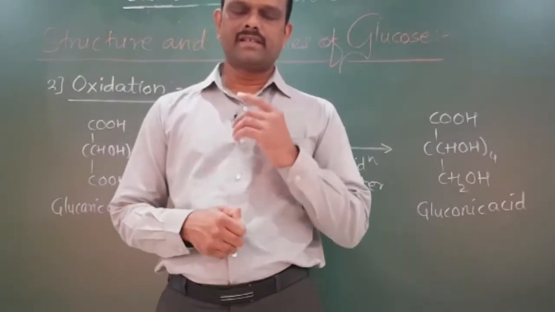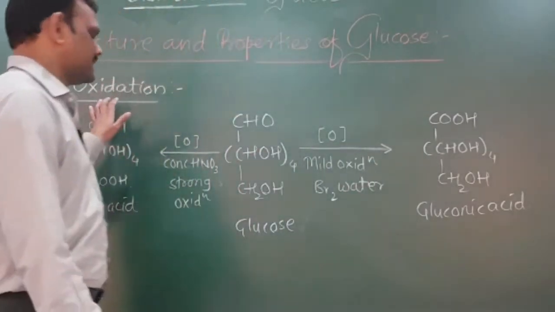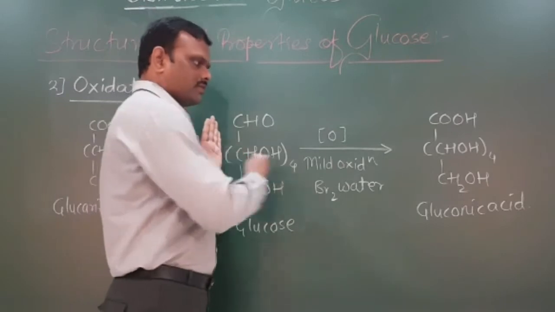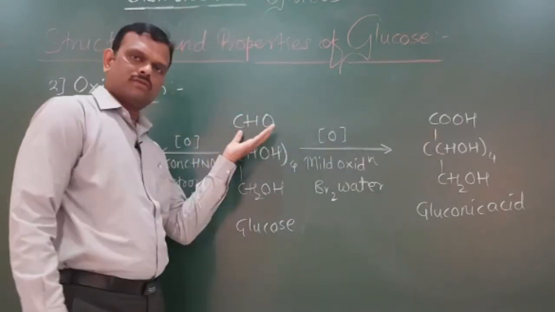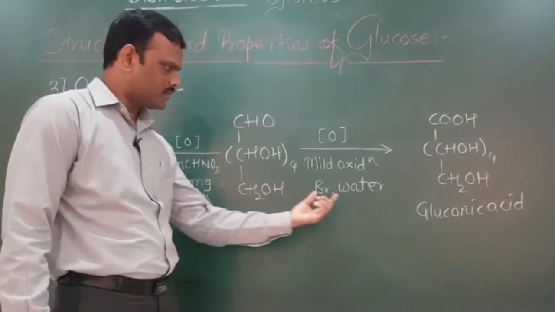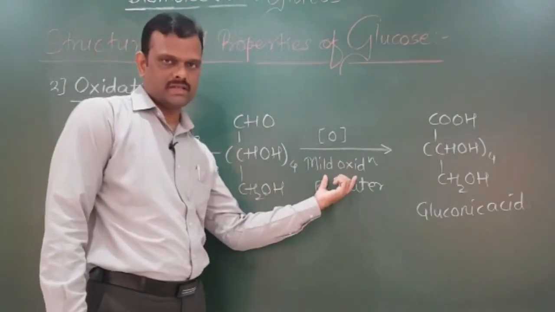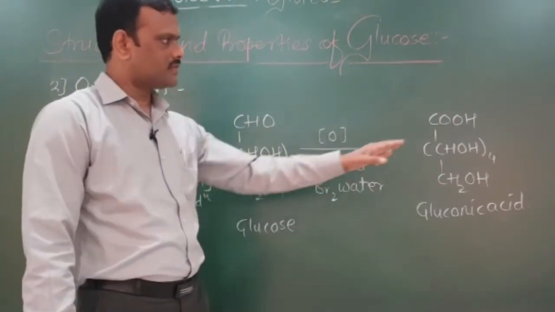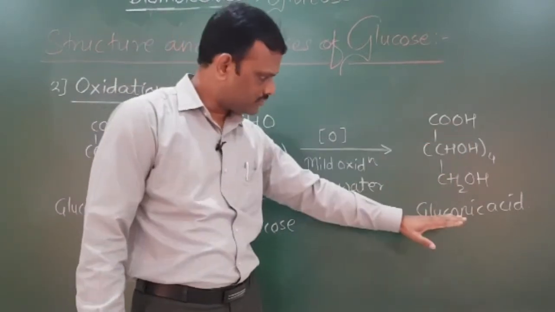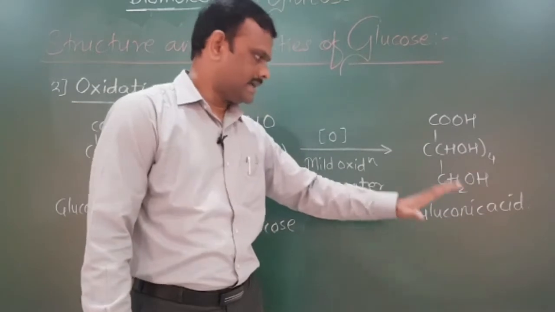Now the next evidence is oxidation reaction of glucose. First observe only this part. Glucose is a starting compound. If it is treated with bromine water, it undergoes mild oxidation and it forms one carboxylic group containing compound which is known as gluconic acid.